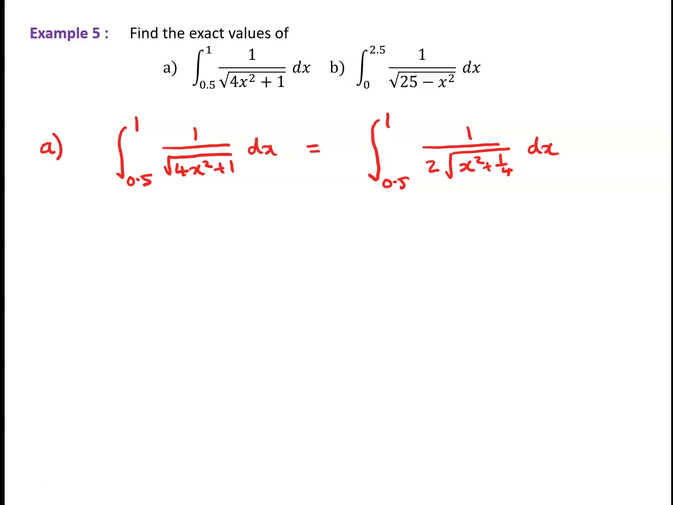The 4 in front of the x squared is a little bit of a nuisance, so why not pull that out as a factor? If we take a factor of 4 out of the square root, it becomes 2. So 4x squared plus 1 is the same thing as 4 lots of x squared plus a quarter. Pull a 4 outside the square root, that gives me root of 4x squared plus 1 is the same thing as 2 times the root of x squared plus a quarter. So the integral can be rewritten as the integral of 1 over 2 times the root of x squared plus a quarter.